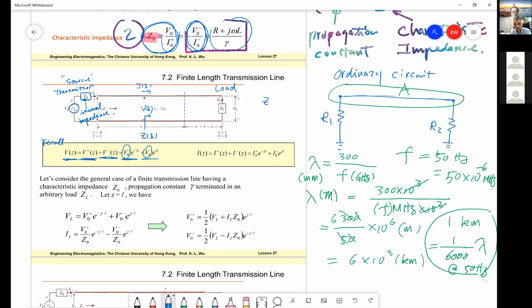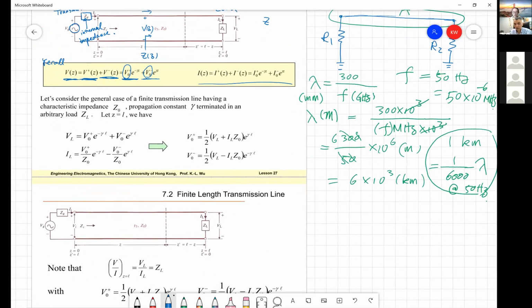But most of the time, we're not interested in how we build the source. We're only interested in what our load is. And similarly, we have a current. Now let's see how to determine them. If you know how to determine them by yourself, then with one more minute, you can derive all the transmission line equations. Let's see how we derive them.